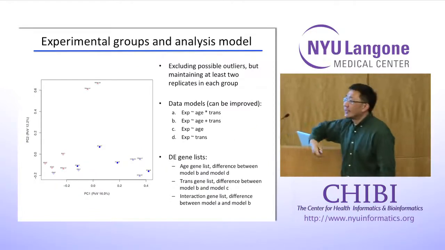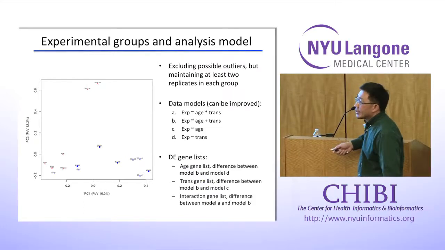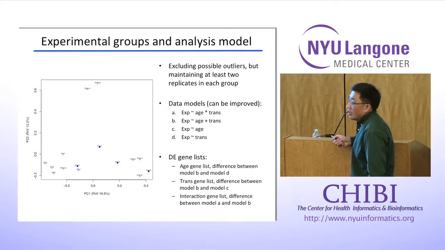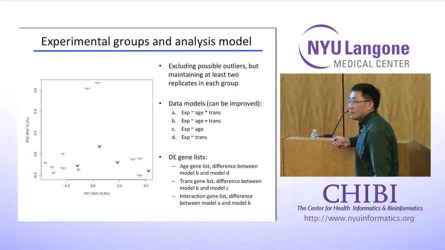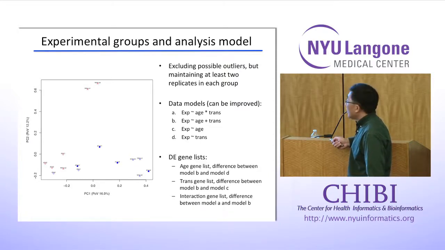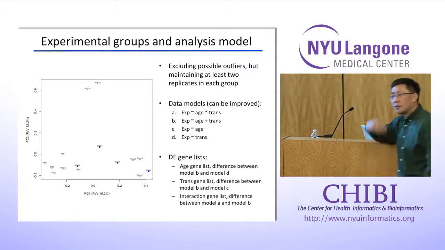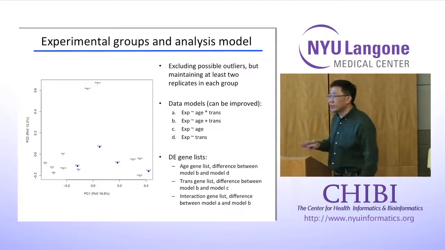Then you build your analysis model. In this case, I used a simplified two-factor mixed model to generate 4 formulas. For aging-affected genes, I use model B, subtract model D, to get the aging genes. For transition-related genes, you use model B to subtract model C. For those interaction genes, which means genes that perform differently in different age groups or in different transition groups, you use model A to subtract model B. That's basically the calculation you need to do.